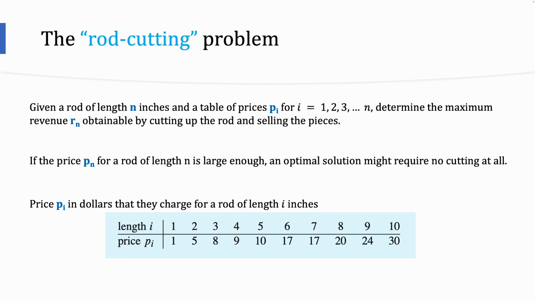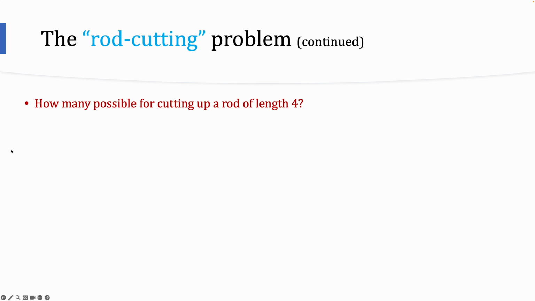All right, so the first question we want to ask here, and that can help us get a sense of the structure of this problem, would be: how many possible ways are there for cutting up a rod of length 4? So how many different ways can we actually cut a rod of length 4? And 4 is a pretty small, reasonable size, so that allows us to think about this more conceptually and visualize this.